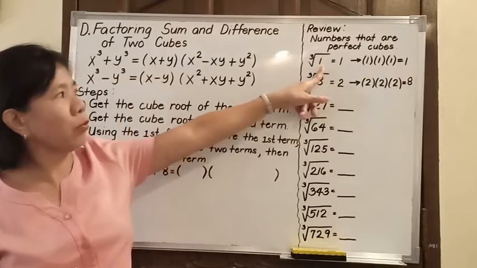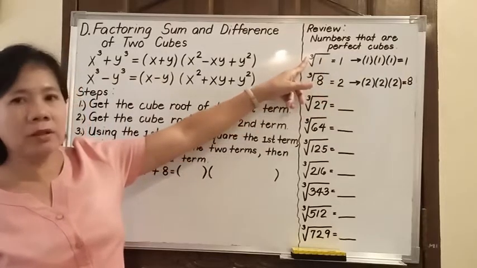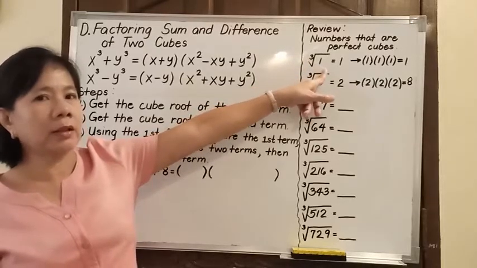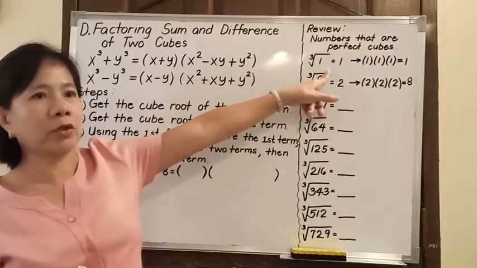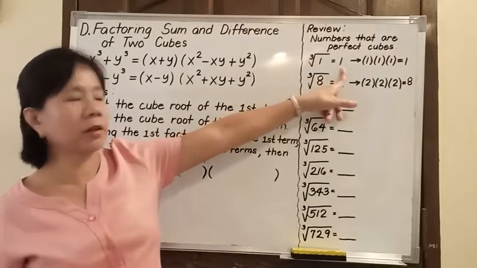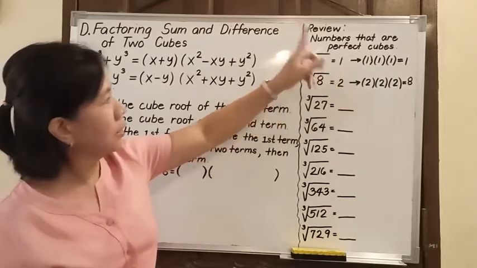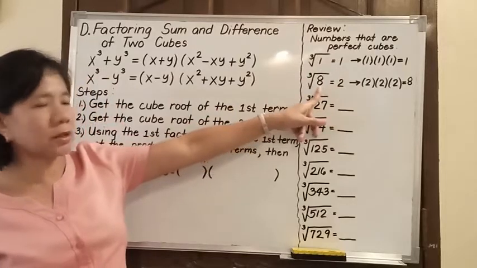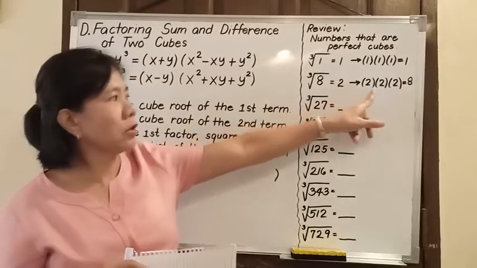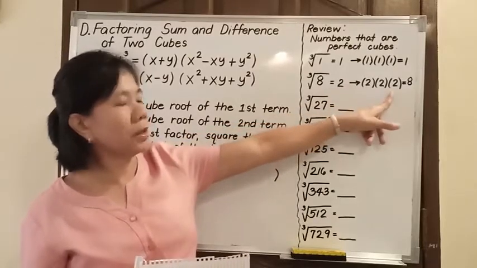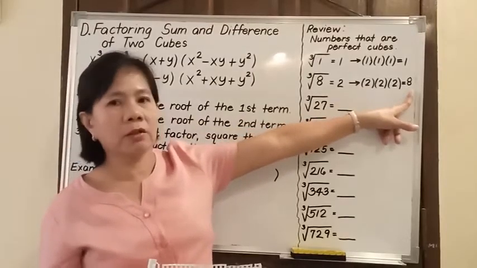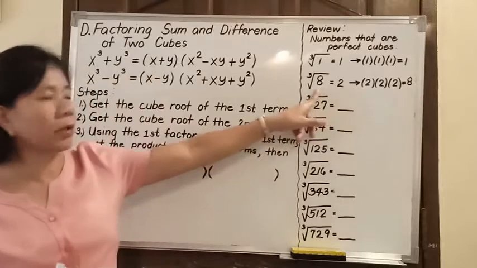Getting the cube root of 1, the index should be 3. The radicand should be 1. The radicand is the number that is a perfect cube. So the cube root of 1 is 1. Now, another number that is a perfect cube is 8. The cube root of 8 is 2. Why? Because if you multiply 2 by itself 3 times, that is 2 times 2 times 2, you will get 8. Therefore, 8 is a perfect cube.